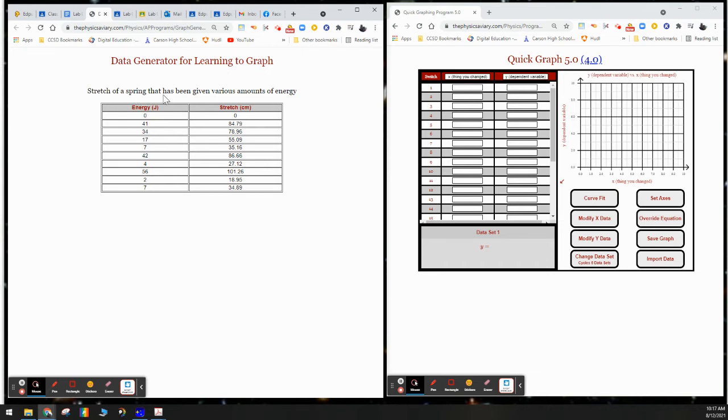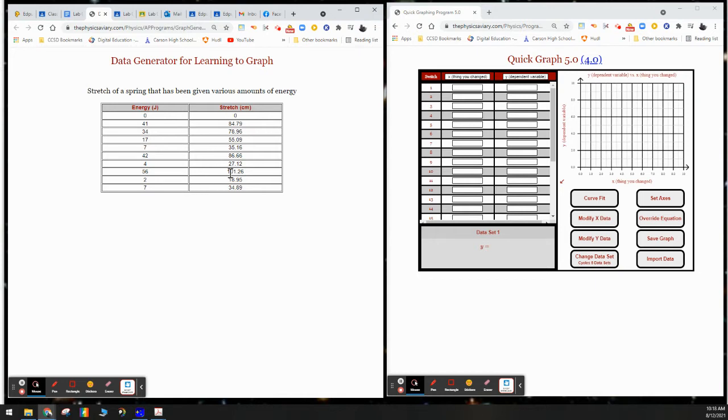It says stretch of a spring that has been given various amounts of energy. So here is presented the x, and this is the y. We've got to be careful about this. What is this asking? It's asking how much will the spring stretch based on energy? Whatever's in the x column is usually what we call the independent variable. The y column is usually reserved for the dependent variable. In other words, the stretch depends on energy, given various amounts of energy.